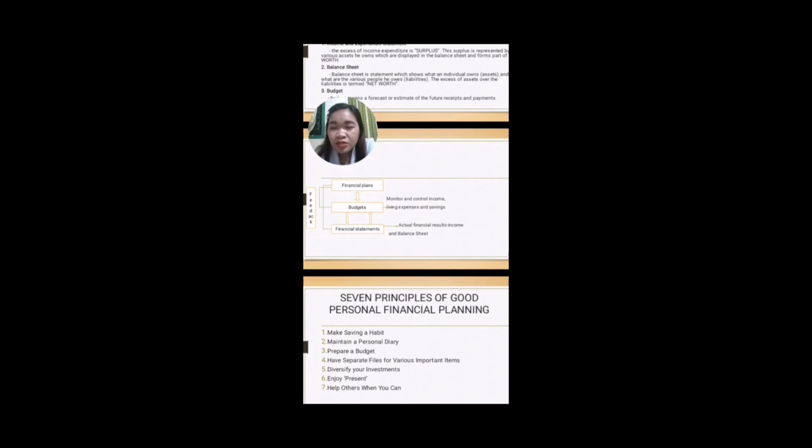Income and expenditure statement. Okay. Balance sheet. Okay. Balance sheet. Okay. Income and expenditure statement. So this statement details the various sources of income of the individual and expenses. Normally, of course, mao ni, income and expenditure statement. No.